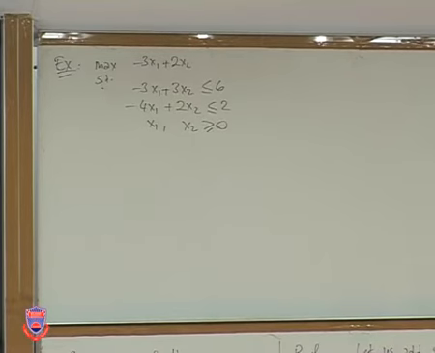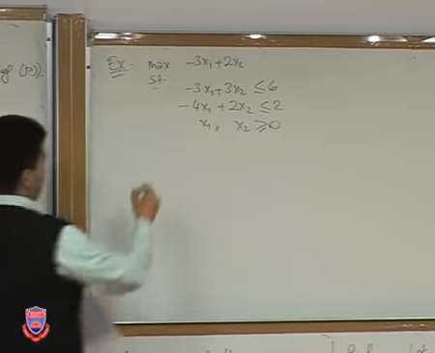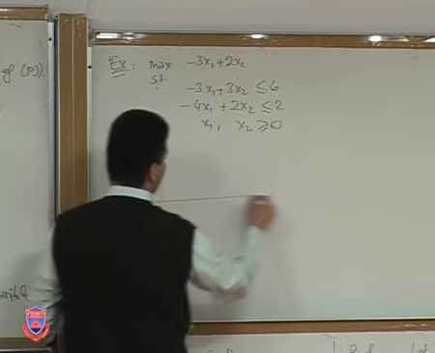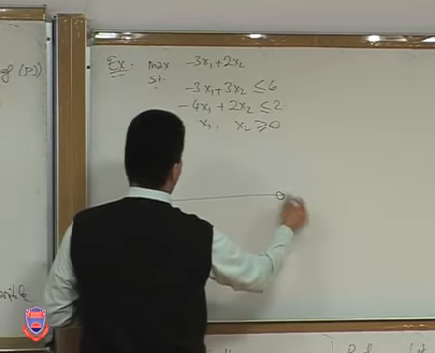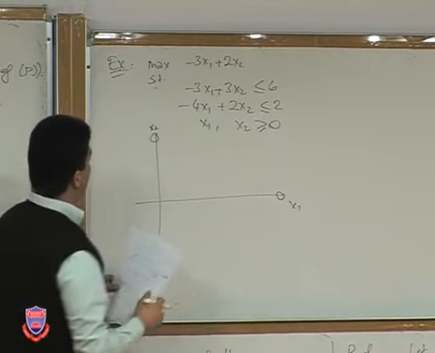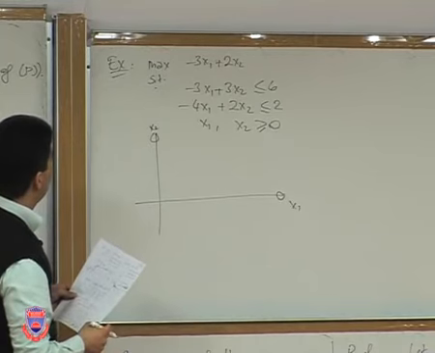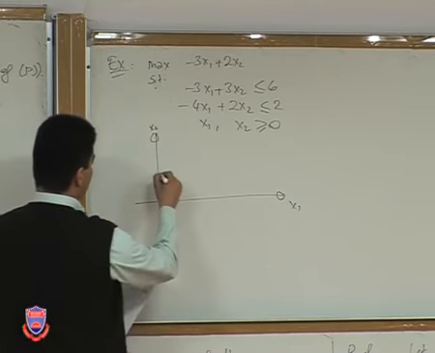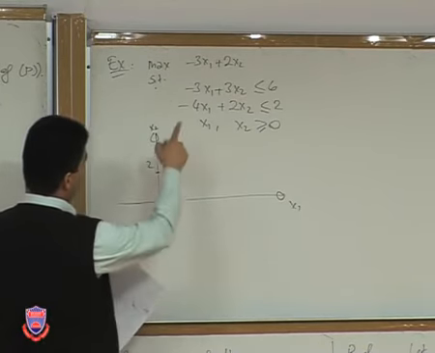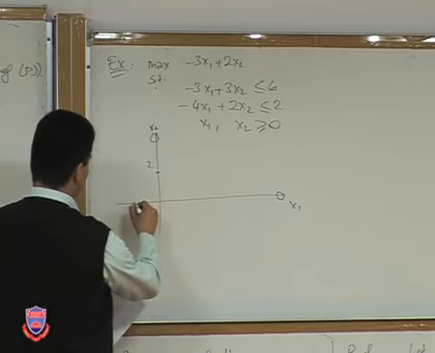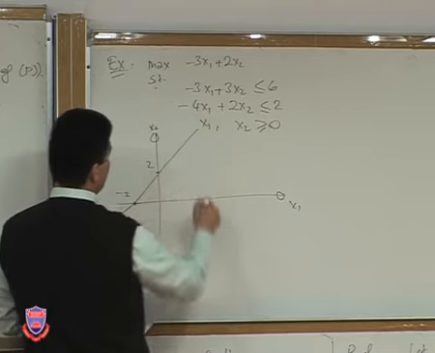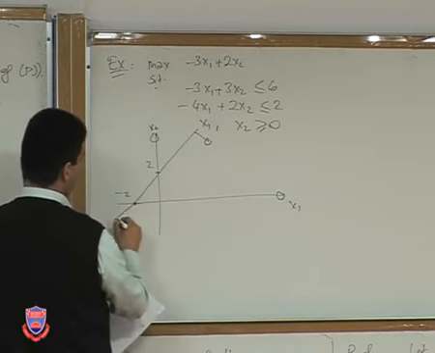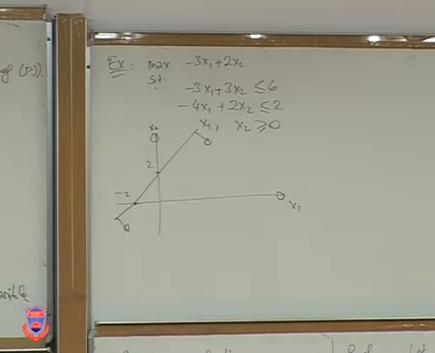Okay? So again, we have only two variables. Let's just draw the feasible region. So the first constraint looks like the following. If x1 is 0, x2 is equal to 2. And if x2 is 0, x1 is equal to minus 2. So it goes through these 2 points. And the origin is feasible, so as a result, we have this side of the line.